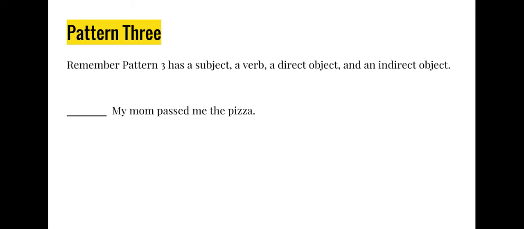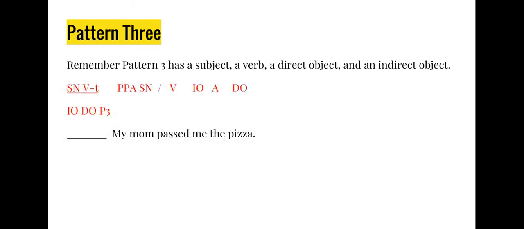All right, on the line you should have SNVT on top. And then underneath is indirect object, direct object, and pattern 3. Your slash goes between mom and passed, and it's a declarative sentence. Again, not an inverted sentence. It's a natural order. Okay, so there's your answer key there. Again, I forgot the VT. I got it on the line, but I didn't get it over here. Make sure you have your verb transitive.